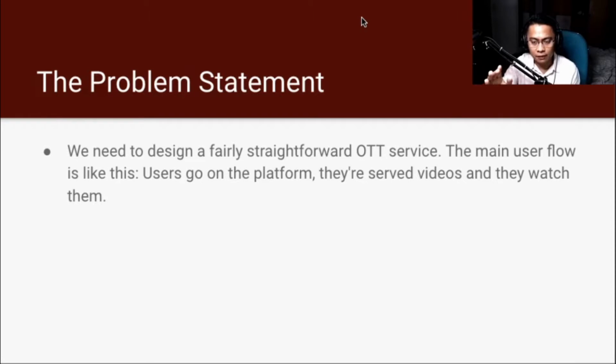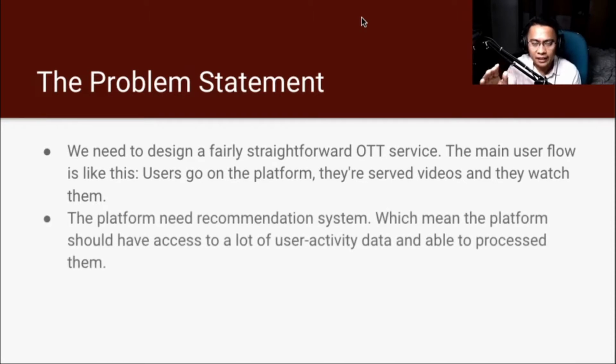It's pretty straightforward, right? But to make things more interesting, we're gonna need to create a platform recommendation system, which means the platform should have access to a lot of user activity data and be able to process it. Why did I put this in? Because this kind of scenario is actually common in real life and it's really hard to answer. By showing you this, I hope in the future when you find a similar problem, you have a good understanding or at least you have a reference.